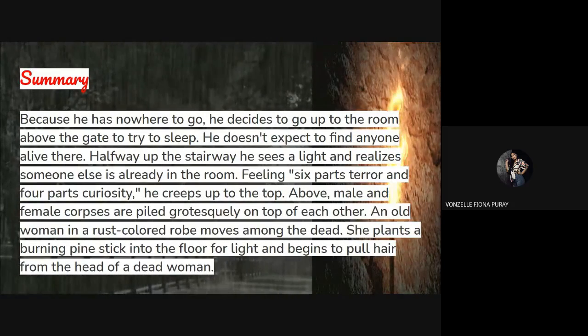Because he has nowhere to go, he decides to go up to the room above the gate to try to sleep. He doesn't expect to find anyone alive there. Halfway up the stairway, he sees a light and realizes someone else is already in the room. Feeling 6 parts terror and 4 parts curiosity, he creeps up to the top. Above, male and female corpses are piled grotesquely on top of each other. An old woman in a rust-colored robe moves among the dead. She plants a burning pine stick into the floor for light and begins to pull hair from the head of a dead woman.